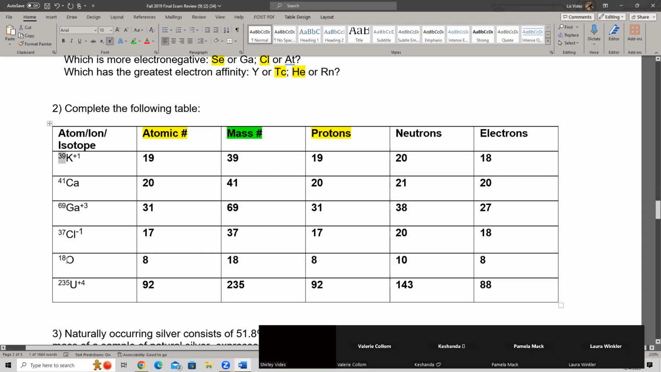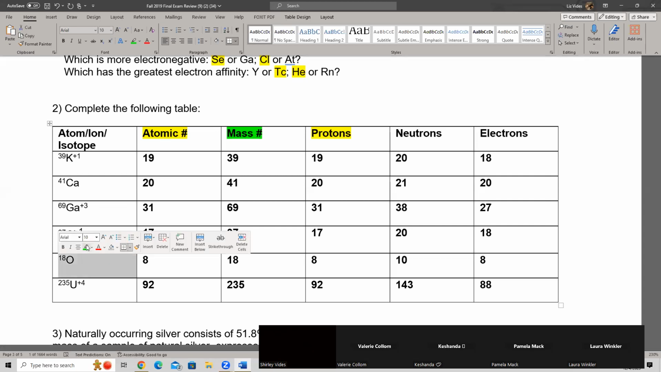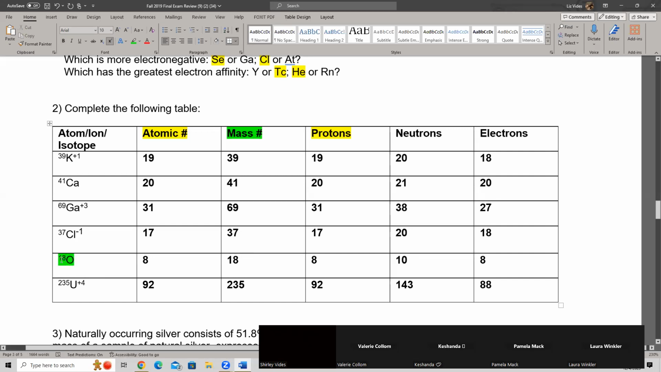Just this number right here tells you if this is an isotope or not, because that's your mass. I just wanted to highlight the 18. That right there is your mass. And if you compare it against the periodic table and it's different, then you know that's an isotope of oxygen, which normally is 16, right? Yes. Okay, so that's that.